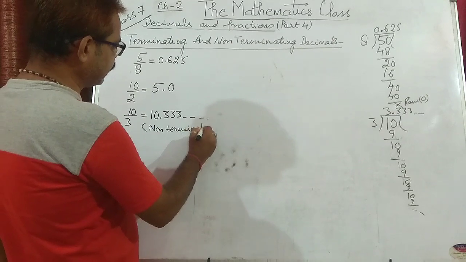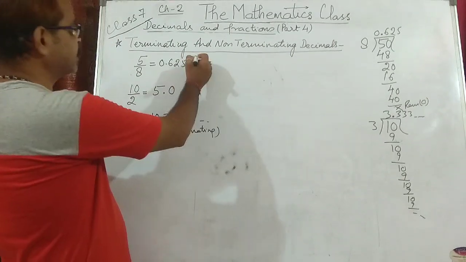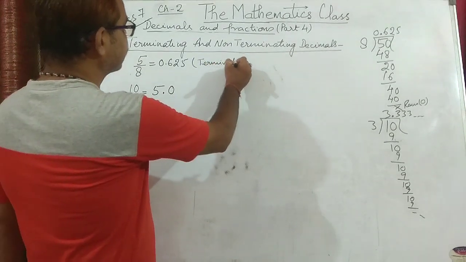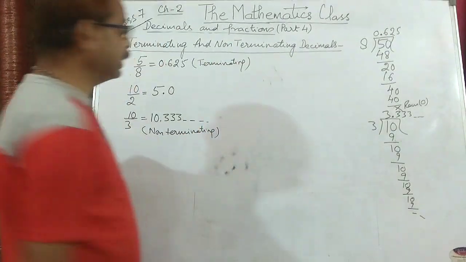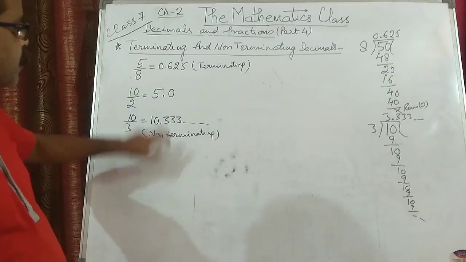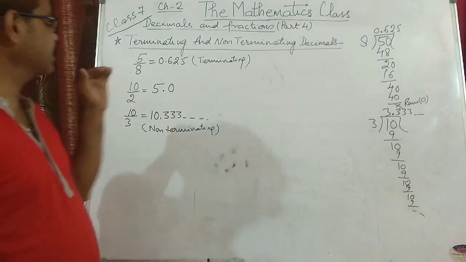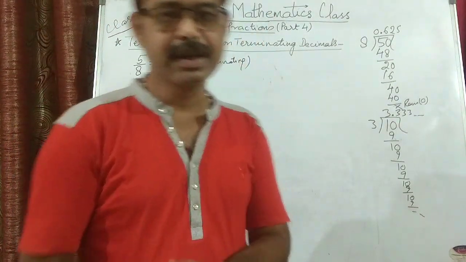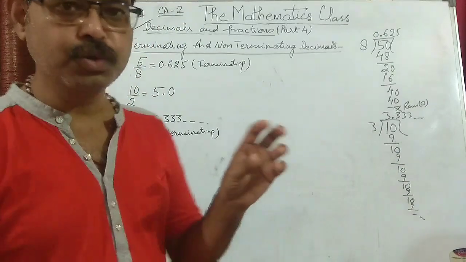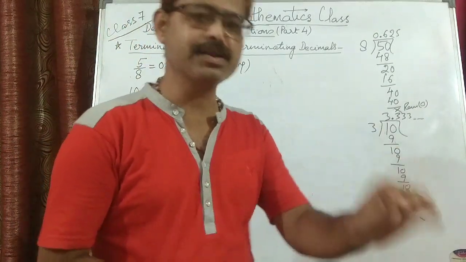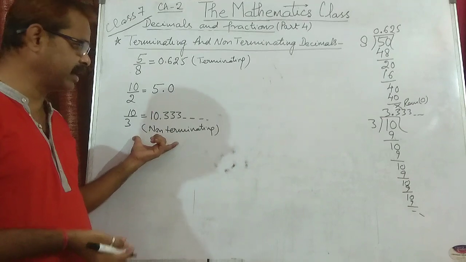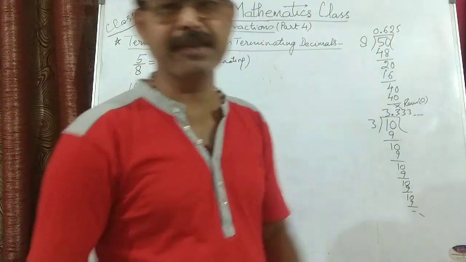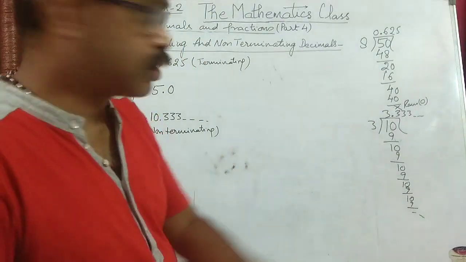This is non-terminating, and the one in which the division process ends is known as terminating. Terminating what? Terminating decimal, since it is in the form of decimal. So what is a terminating decimal? In which the division process ends or stops and you have remainder only as 0. But what is a non-terminating decimal? In which the division process continues and you never get 0 as remainder.